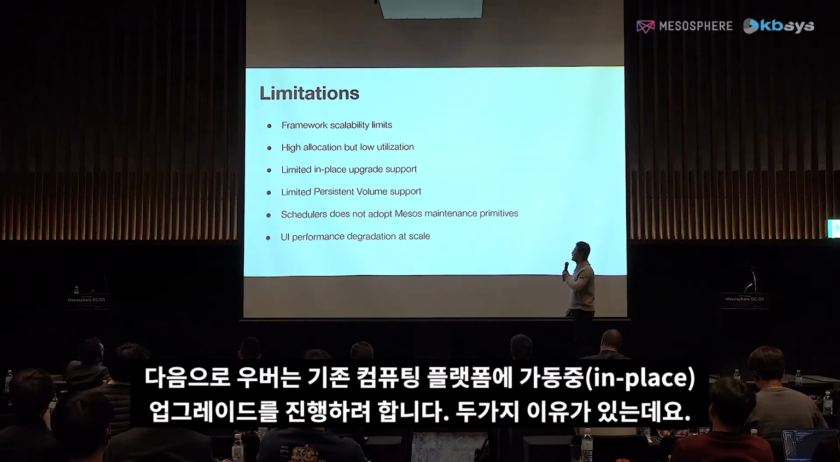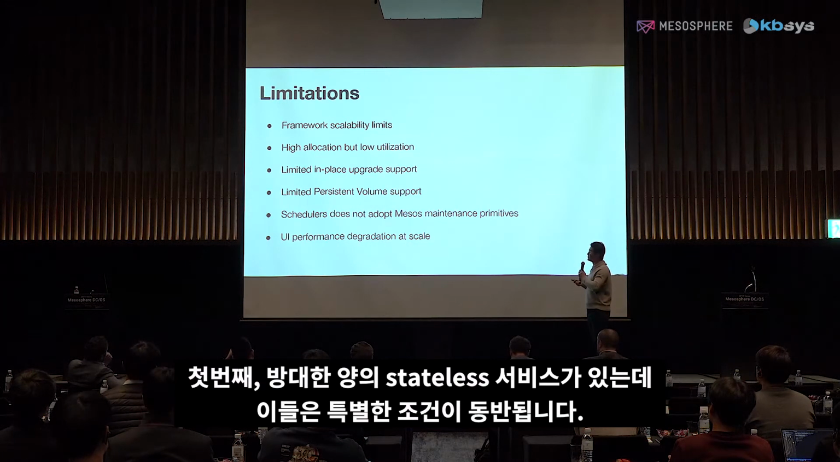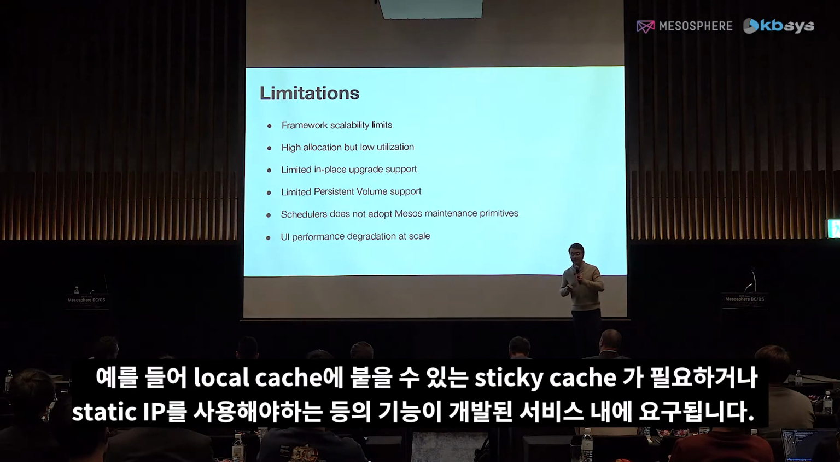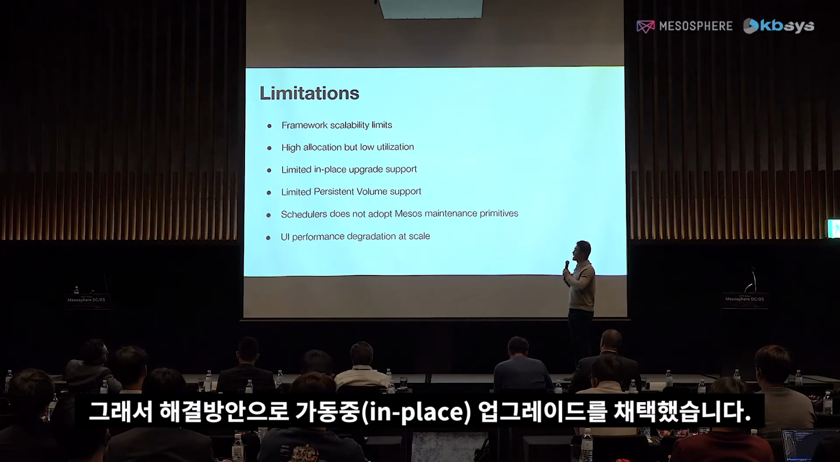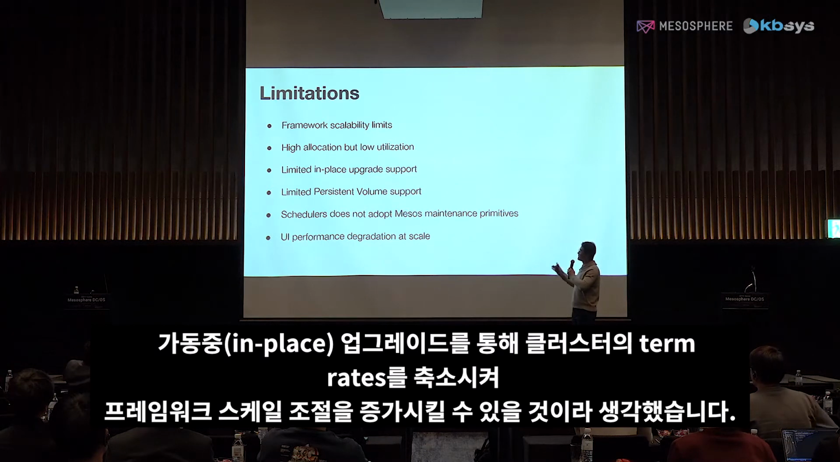Next one, yes, the Uber compute platform is trying to introduce in-place upgrade. There are two particular reasons I can think of. The first one is there are a bunch of stateless services with special requirements, like needing sticky cache, stickiness with their local cache, or utilizing static IP in a way. With all these features built into those services, we thought in-place upgrade would be a solution for them. The second thing is, as I mentioned before, we ran into the scalability problem with the frameworks. So we think in-place upgrade would help us reduce the churn rates inside the cluster, which can potentially enable us to scale the frameworks a little bit more.